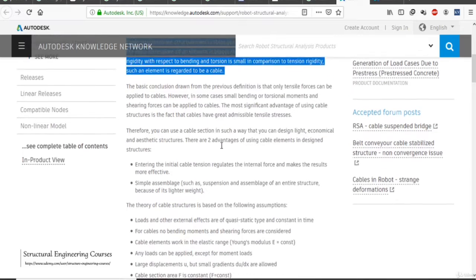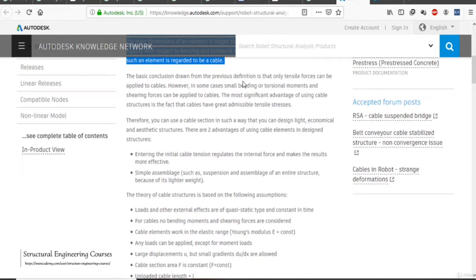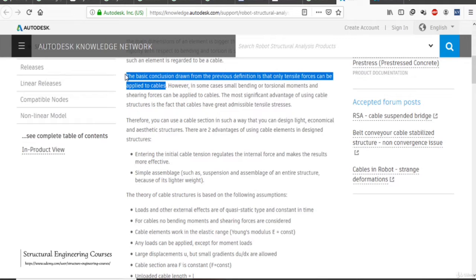After that, the basic conclusion drawn from the previous definition is that only tensile force can be applied to the cables. This line is nothing but common sense, because when we are talking about cables, we are talking about either 40 mm, 50 mm or 60 mm steel wires. So you cannot apply compression on these cables. You can only apply tension on them. This is the number one point that you should keep in mind: never apply compression load to the cables.